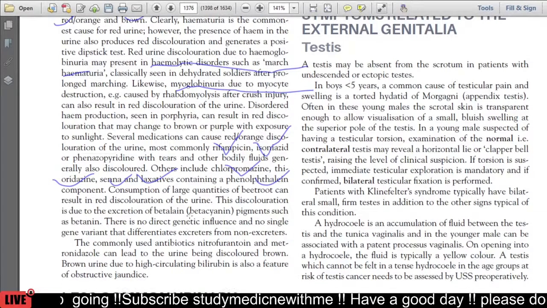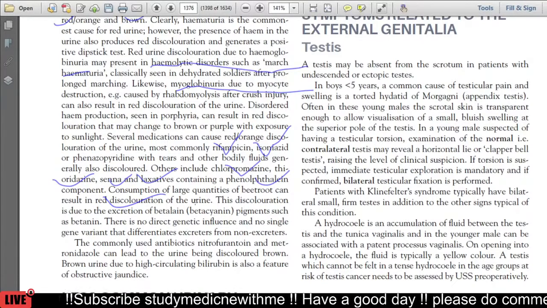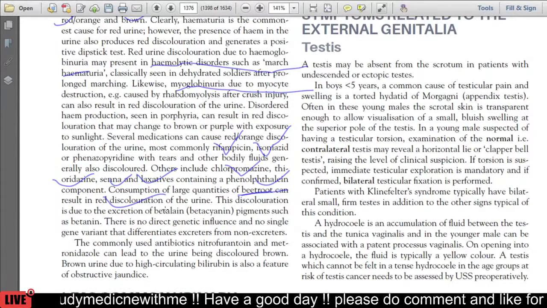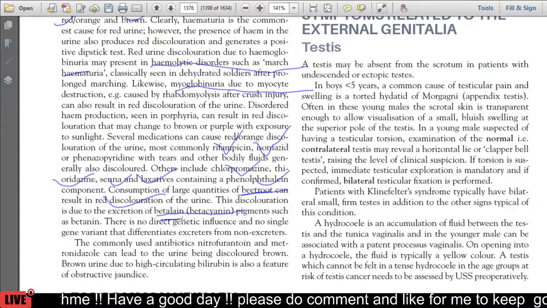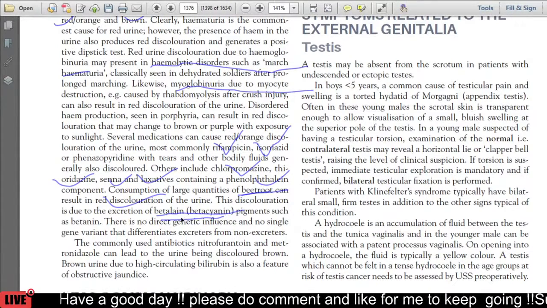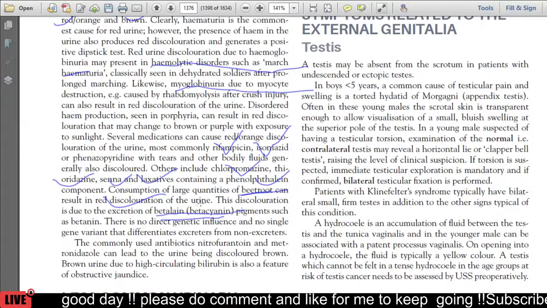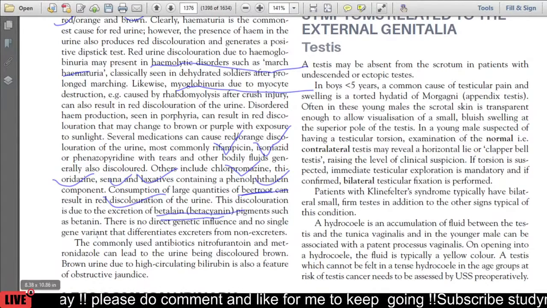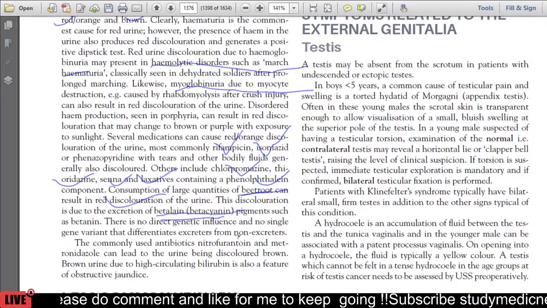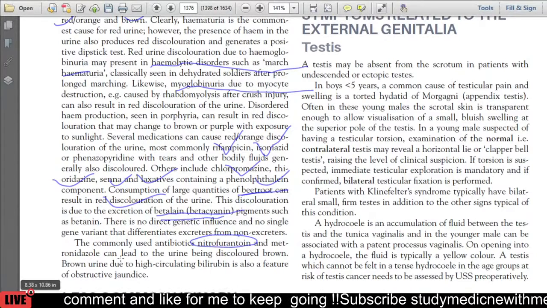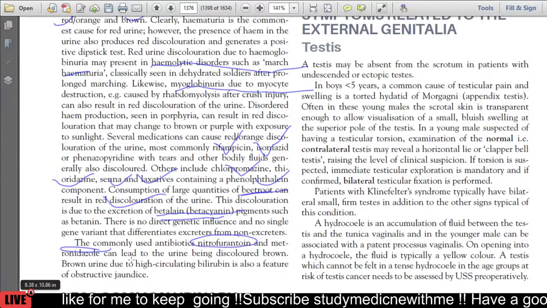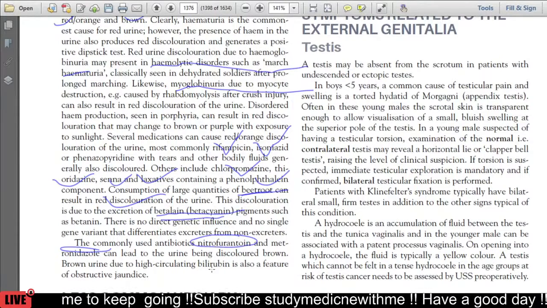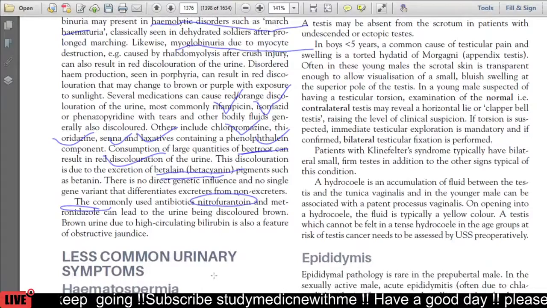Consumption of large quantities of beetroot can result in red discoloration of urine as well. This discoloration is due to the excretion of beta-cyanin pigments such as betanin. From beetroot there comes betanin. The commonly used antibiotics nitrofurantoin and metronidazole can lead to the urine being discolored brown. Brown urine is due to high circulating bilirubin and is also a feature of obstructive jaundice.